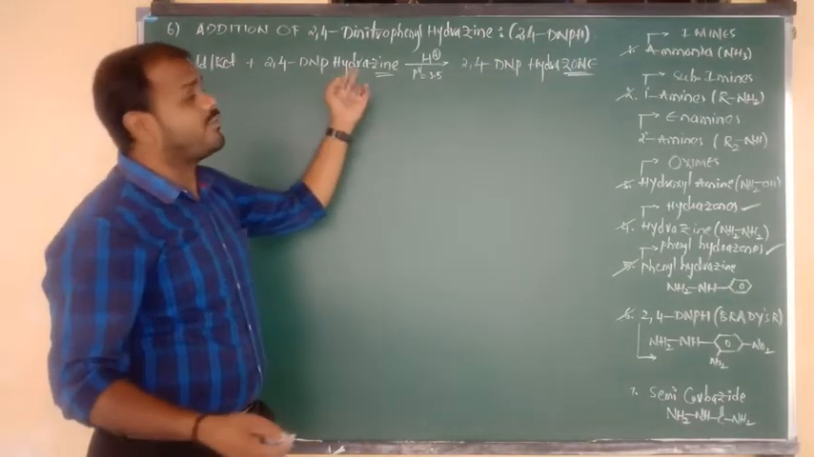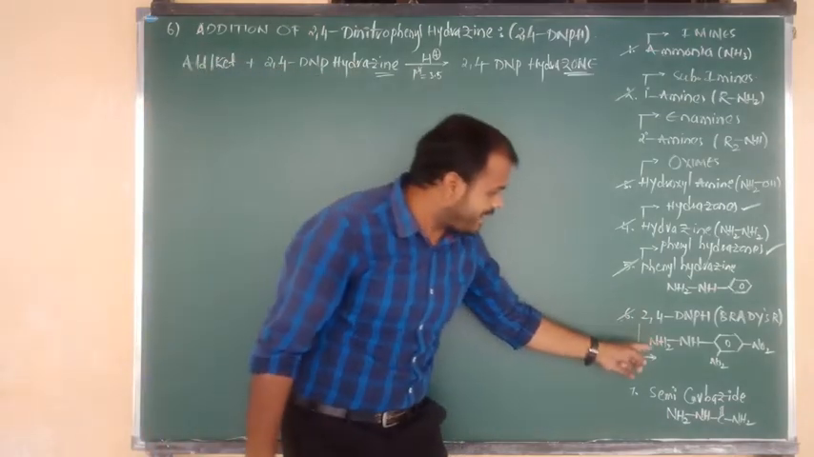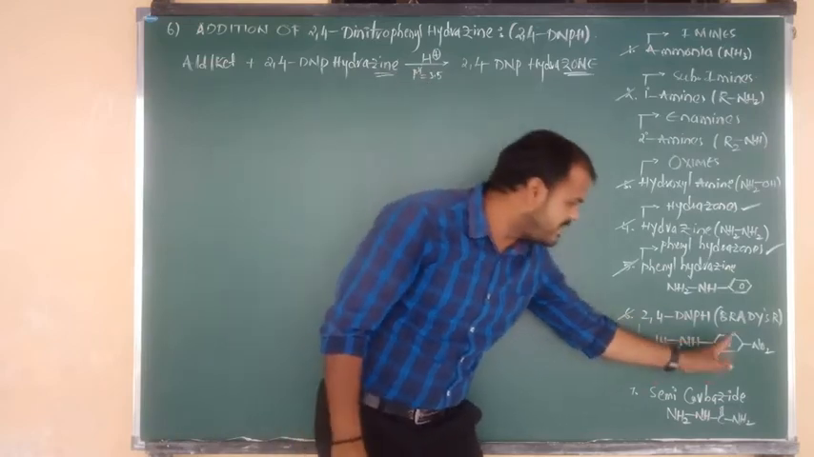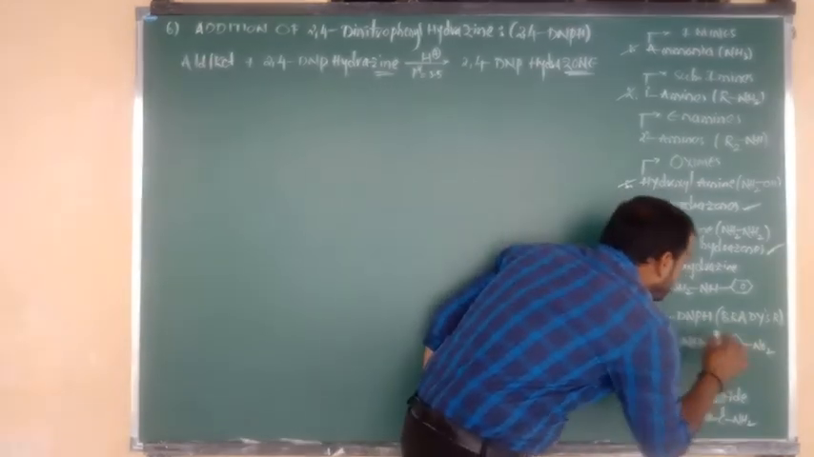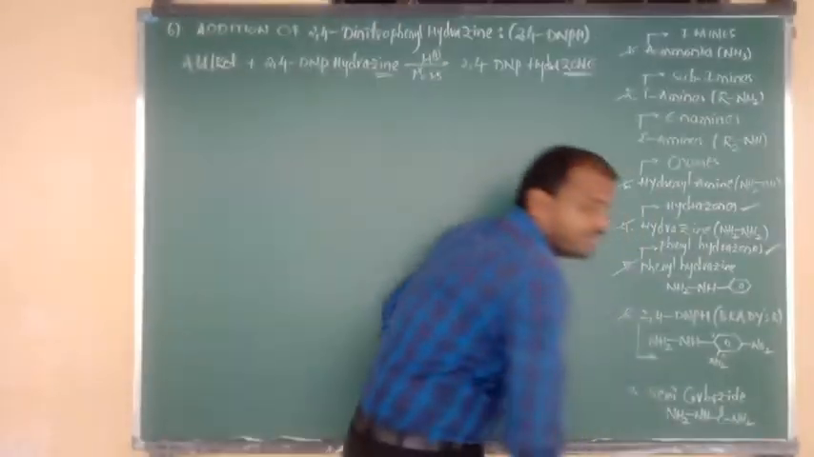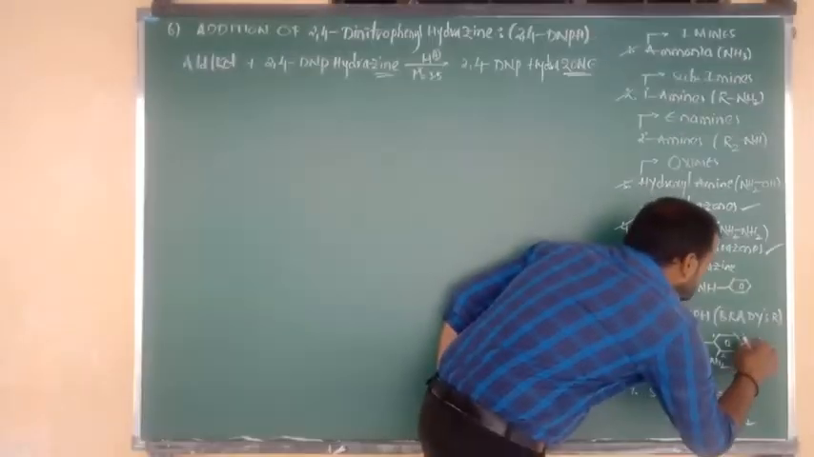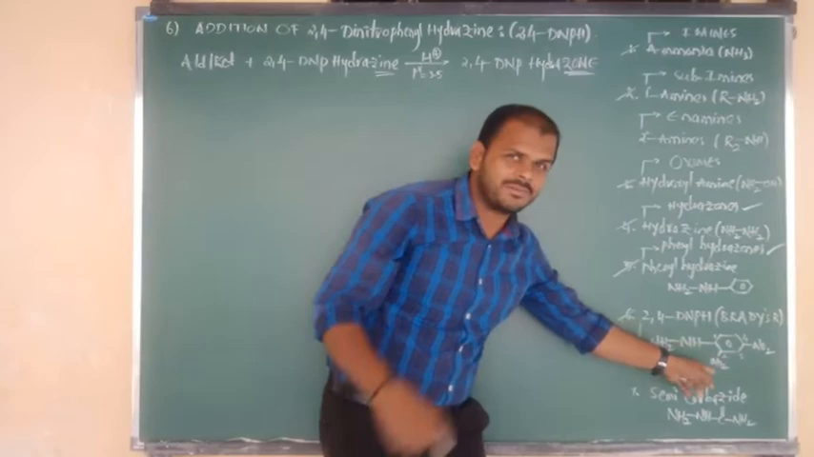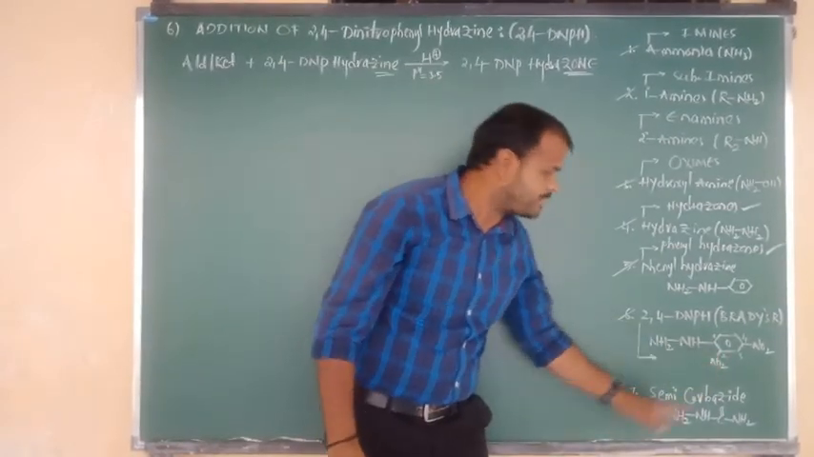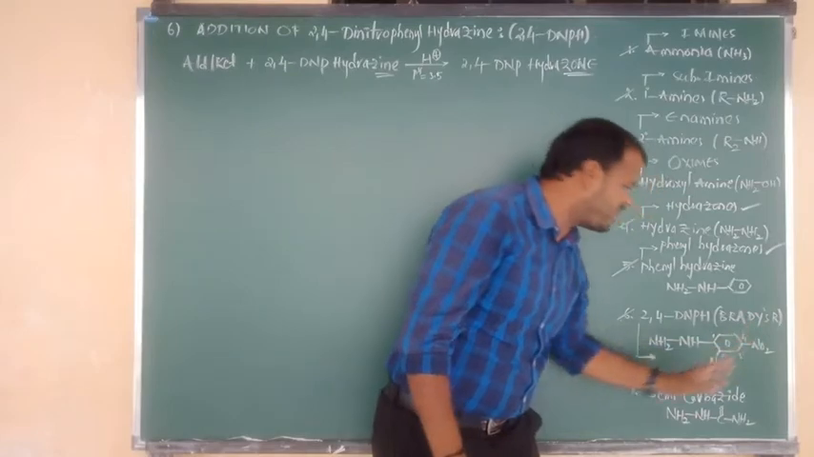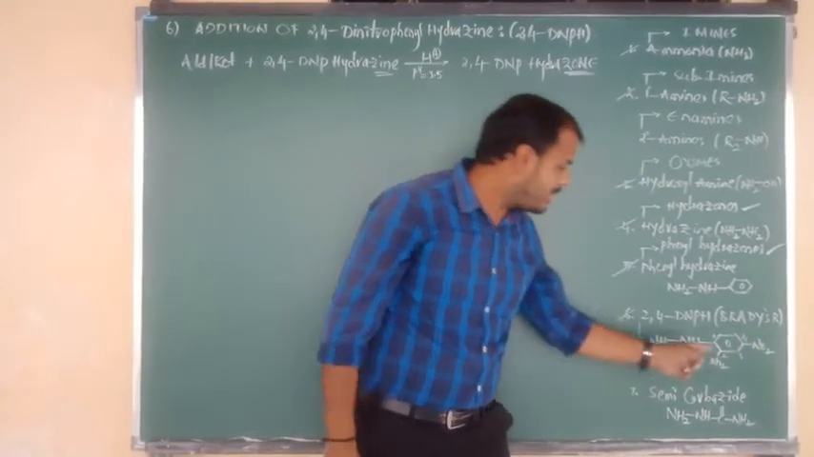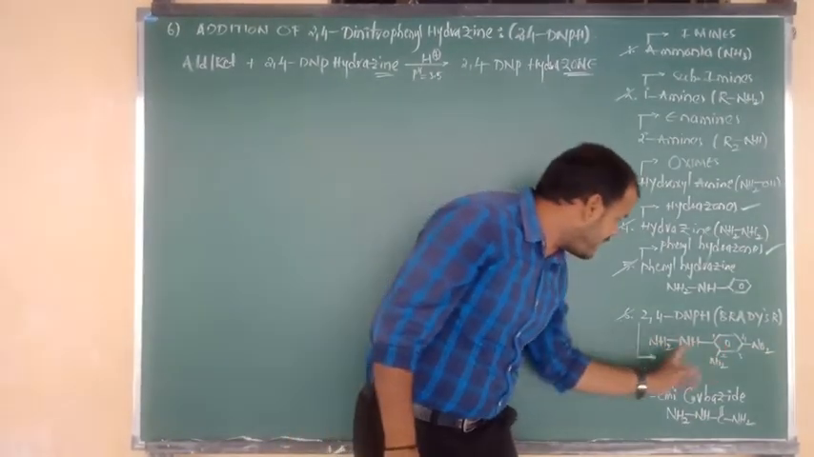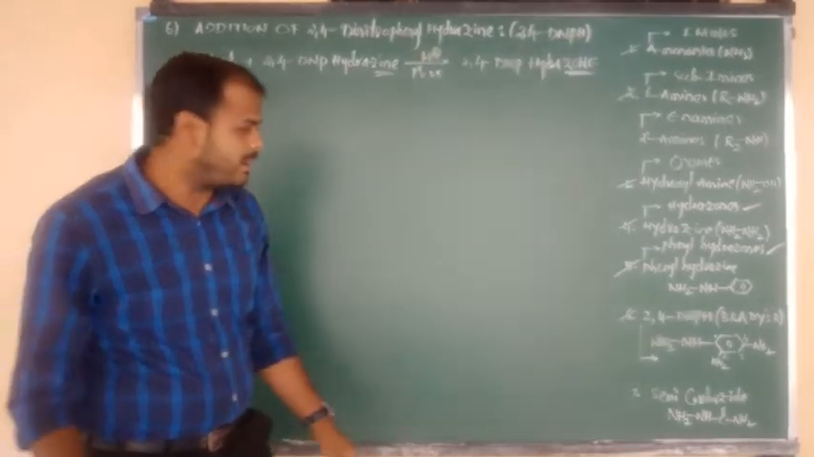Sir, what is the formula of 2,4-DNPH? NH2 bond NH, this is looking like hydrazine. Upon hydrazine, a benzene ring is there. NH connected carbon is 1, next carbon is 2, next carbon is 3, and the last carbon is 4. You see in the structure, upon benzene 2 nitro groups are there: first nitro NO2 upon second position, another nitro NO2 upon 4 position. That's why I have said 2,4-dinitrophenylhydrazine.